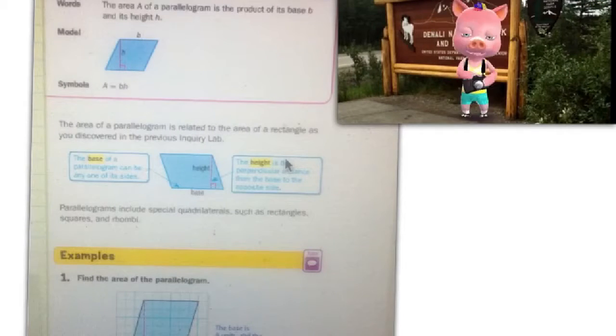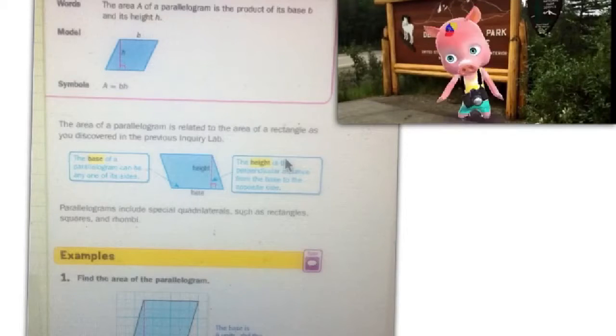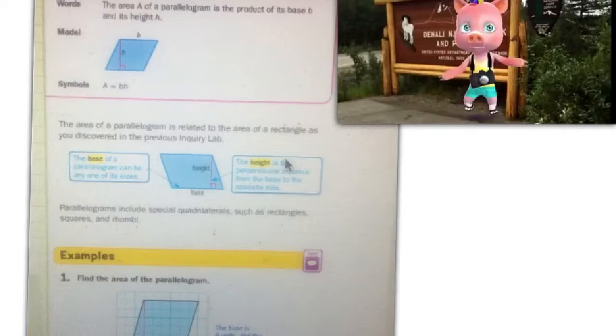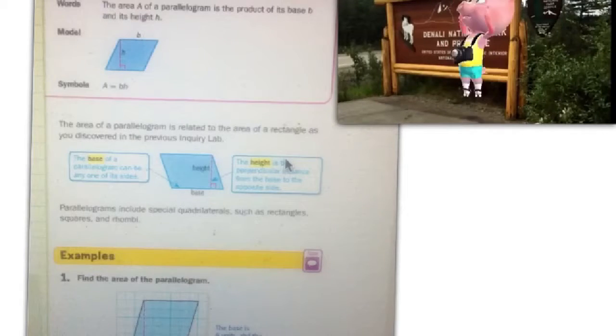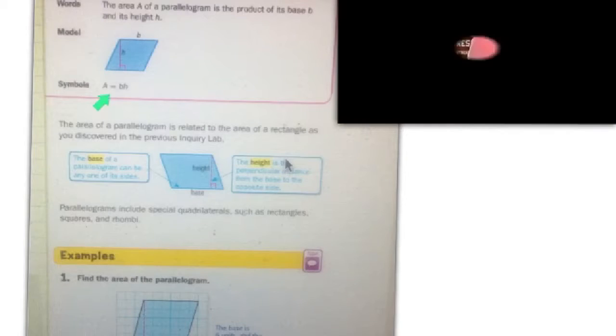Wow, I made it to Denali National Park, one of the largest national wildlife parks in America. Anyway, back to parallelograms. The area of a parallelogram is the product of its base and its height. A lot of times you will see a formula written A equals BH, which simply means area equals base times height. We'll use it to calculate the area of a parallelogram.